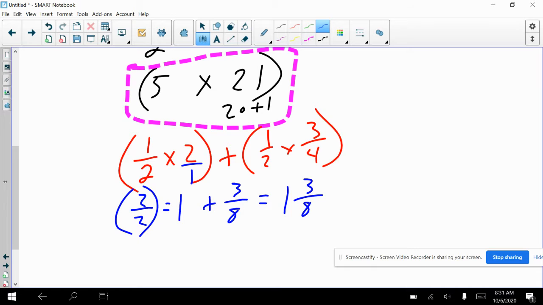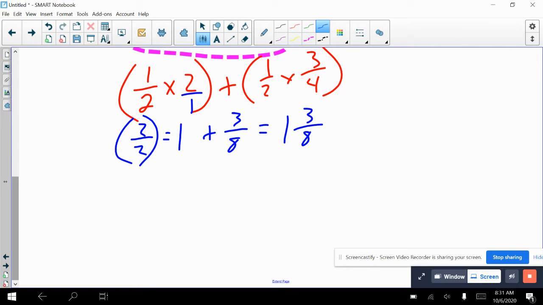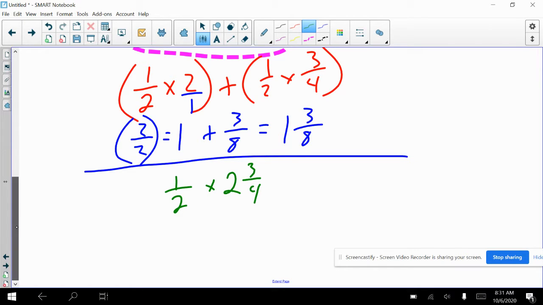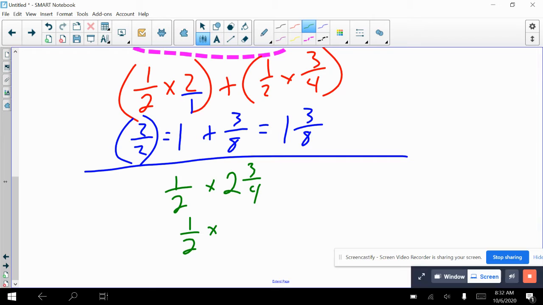Okay, now let's try it the other way. Same problem, just doing it a different way. Now, this is the way that I would prefer you to do it. Why? Because I think it's easier. It's what you learned yesterday. Okay, so we're not going to distribute anything. What we're going to do is we're going to change 2 and 3/4 into an improper fraction. You familiar with this? You know how to do it.